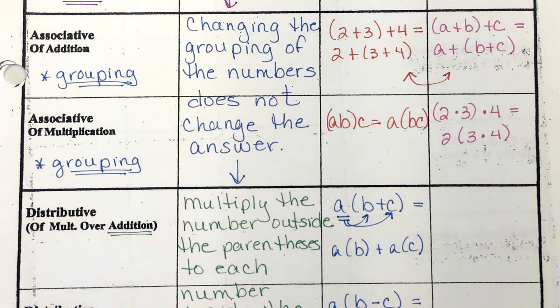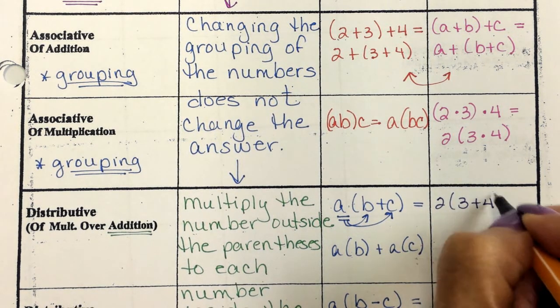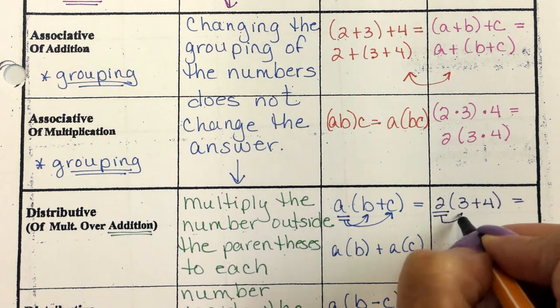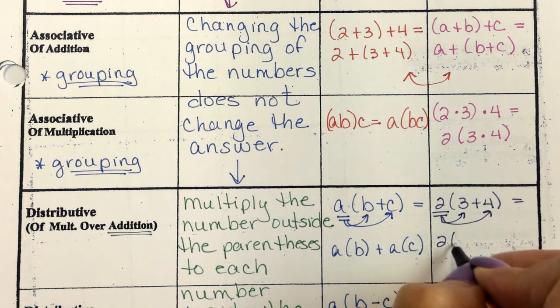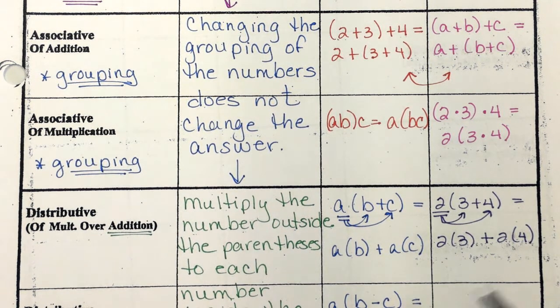And that's going to become really important when we do equations later. So let's do our numerical. 2 times 3 plus 4. You're going to take this 2 and multiply it to each piece. So 2 times 3 plus 2 times 4. Same thing here, but I'm going to put a subtraction symbol instead. So 2 times 3 minus 4. So 2 times 3 minus 2 times 4. All right, so those properties should look very familiar to you.